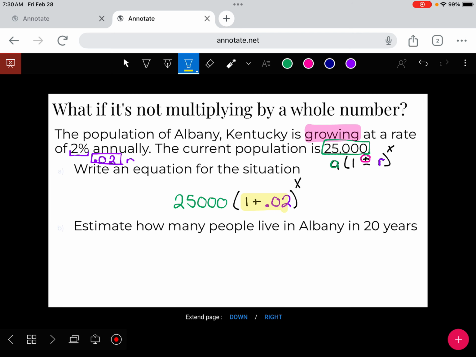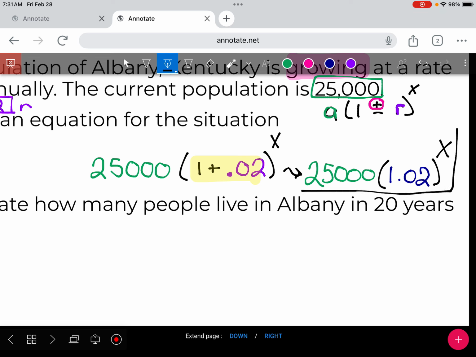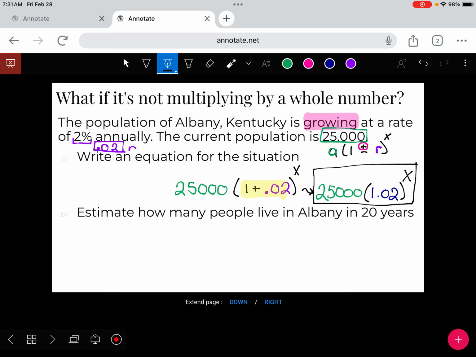So we need to simplify this piece. Because our 1 plus 0.02, what is 1 plus 0.02? 1.02. So we have our 25,000 times our 1.02 to the x. So this is our equation. So how can we tell how many people are going to live in Albany in 20 years? What can I do with that?